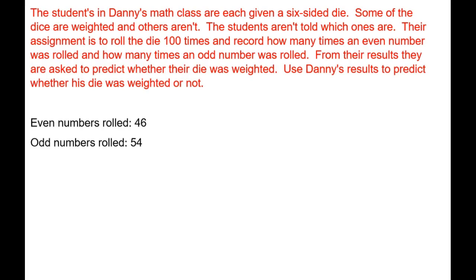Now to the first example. The students in Danny's math class are each given a 6-sided die. Some of the dice are weighted and others aren't. The students aren't told which ones are. Their assignment is to roll the die 100 times and record how many times an even number was rolled and how many times an odd number was rolled. From their results, they are asked to predict whether their die was weighted. So use Danny's results to predict whether his die was weighted or not.